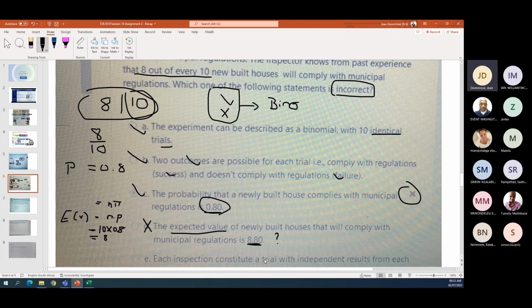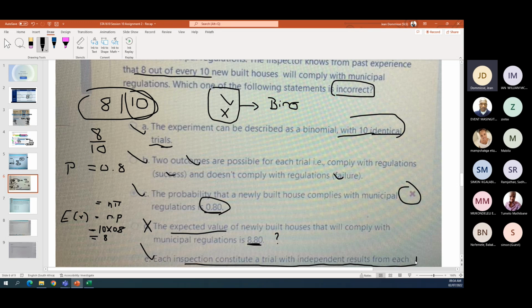Each inspection constitutes a trial with independence, so that is also correct. So for me it's interesting that that one was the wrong one. Please have your textbook with you when you do this. Things like what they're including here, institute a trial with independent results from each other. That is normally where they also try to catch you out with those wordings.